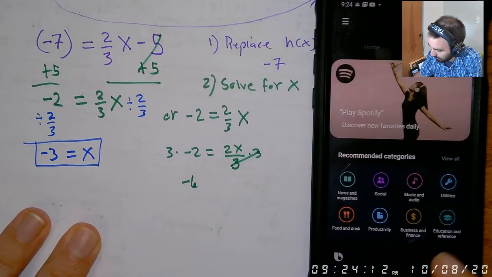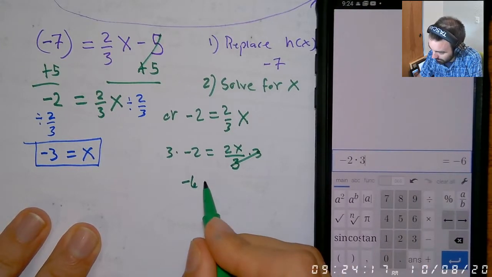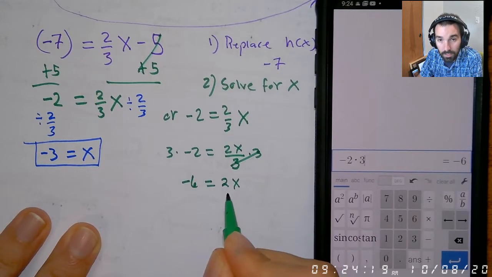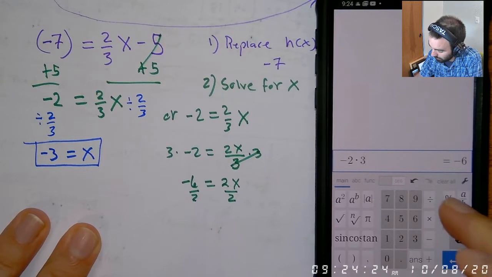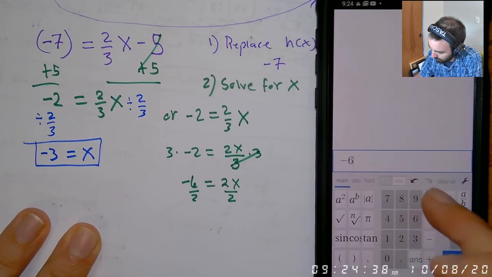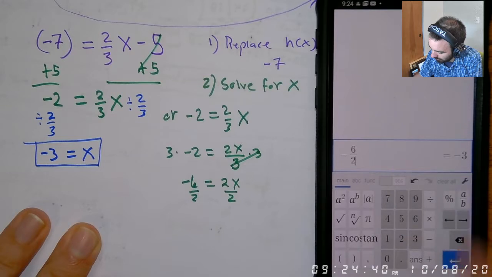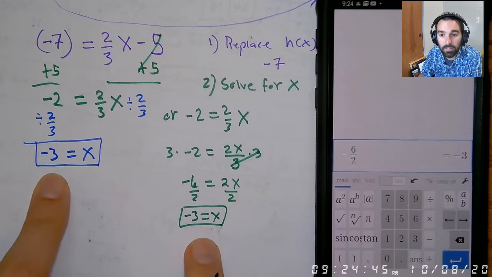Thanks, phone, for doing that. Then that equals 2x, which is 2 times x. I'm going to divide by 2, so I calculate -6 divided by 2. And what do I get? -3. And notice how my answers are the same.